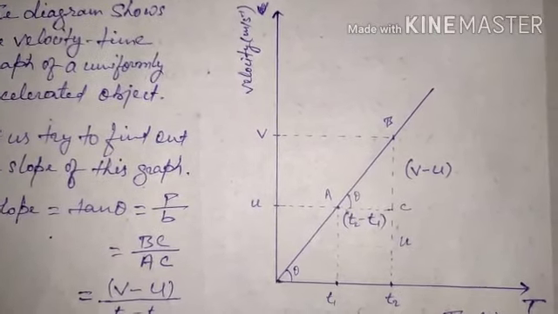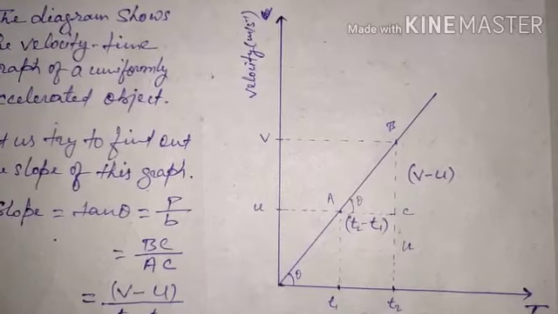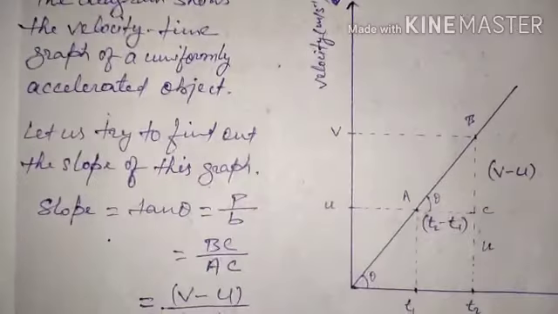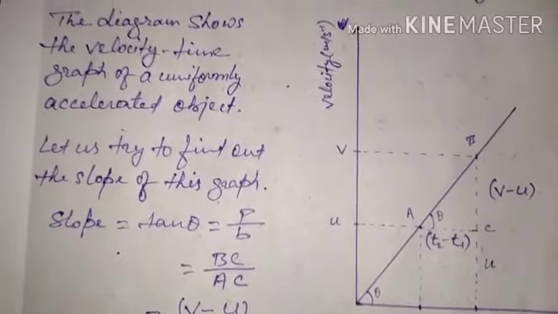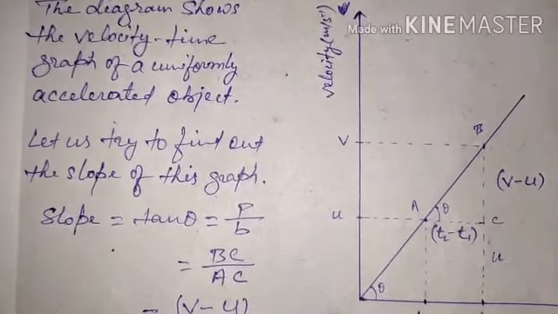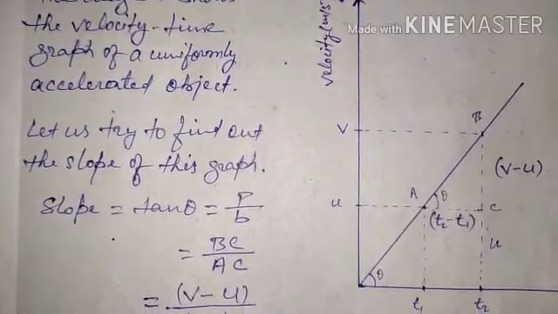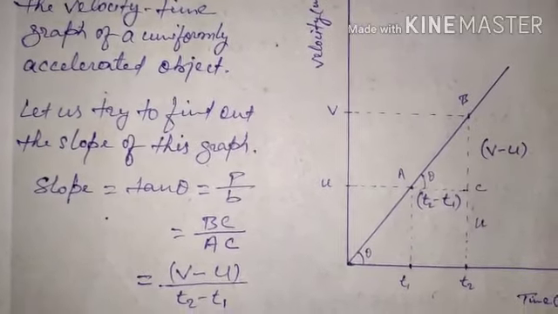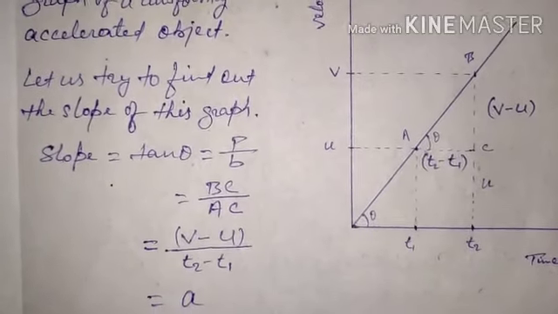And how we can calculate the acceleration, whatever things we are going to see, let us see it now. So we have seen that this is the diagram which shows the velocity time graph of a uniformly accelerated object. Let us try to find out the slope of this graph.